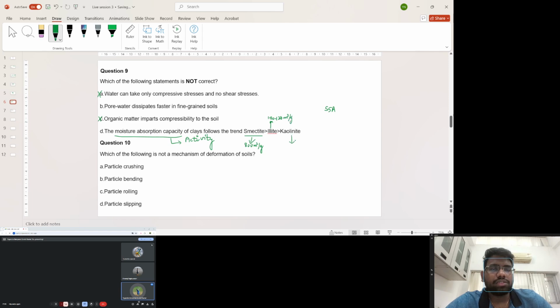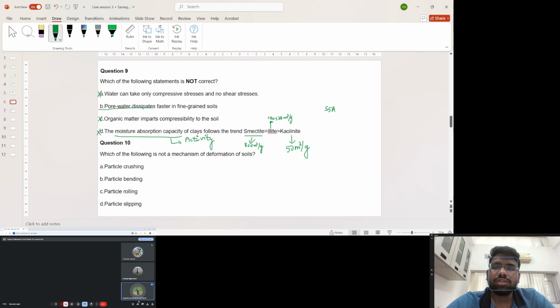And kaolinite has a range of 50 meter square per gram. So hence moisture absorption will be more in smectite, illite and kaolinite. So this option is also right. So this is also not our answer.